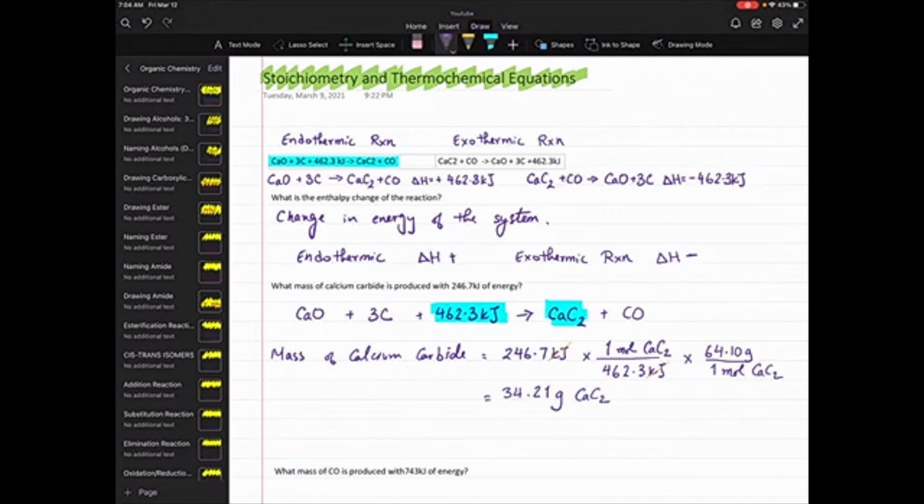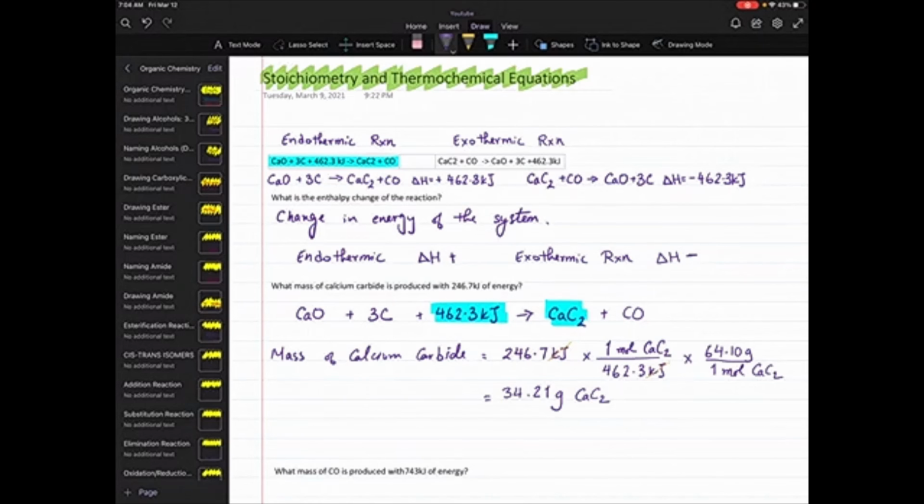All right. So this is how we can relate our energy to our reactants and products as well. If you're writing a statement, the system is going to consume 246.7 kilojoules of energy, or it's going to absorb 246.7 kilojoules of energy to produce 34.21 grams of calcium carbide, assuming, obviously, that the calcium oxide and carbon are in excess, in sufficient amounts to perform the reaction.